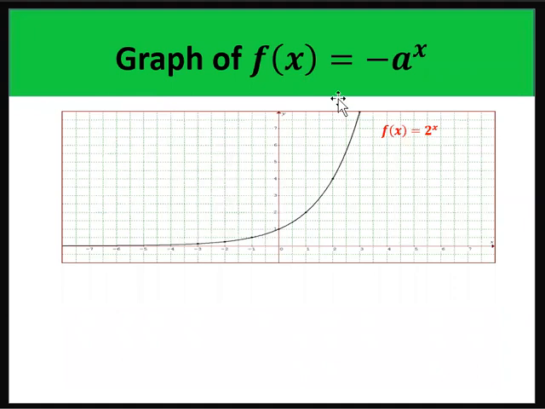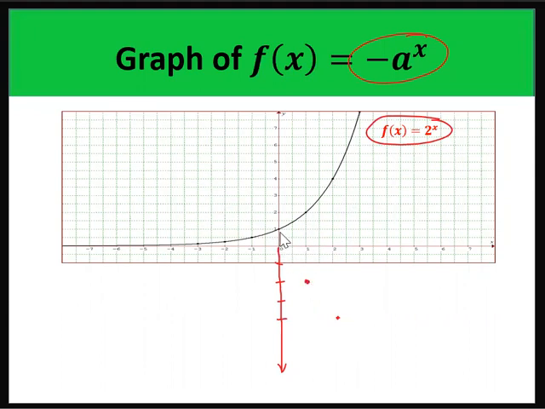Now for f of x equals negative of a raised to x, the graph of the basic exponential function will be reflected along the x-axis. Which means if we extend this y-axis here, we have the following. Then this point will be reflected along the x-axis, so we have this point here. This point will be reflected along the x-axis, so its mirror image will be this one.